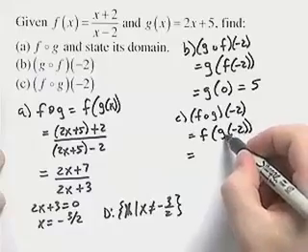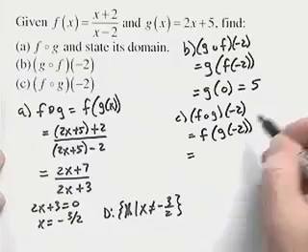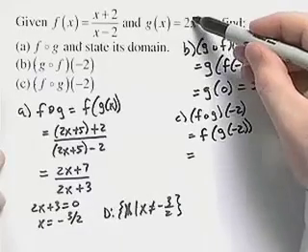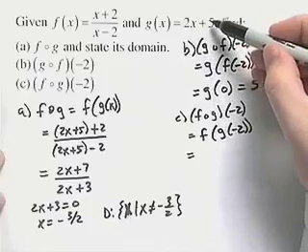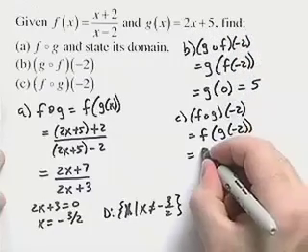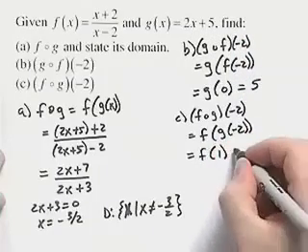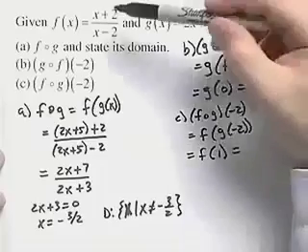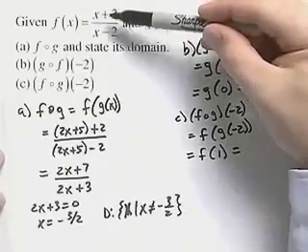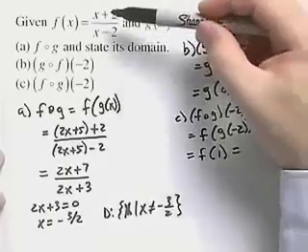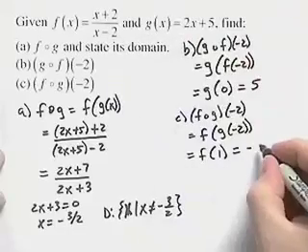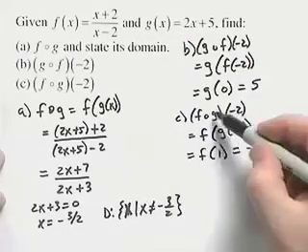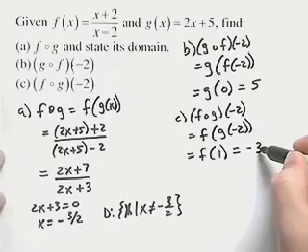So we first need to evaluate our function g when x is negative 2. Come up to our function g. 2 times negative 2 is negative 4, plus 5 gives us 1. So we really need to find f of 1. Put in 1 into our function f. 1 plus 2, that's 3. 1 minus 2 is negative 1. 3 over negative 1 is negative 3. So f of g of negative 2 is equal to negative 3.